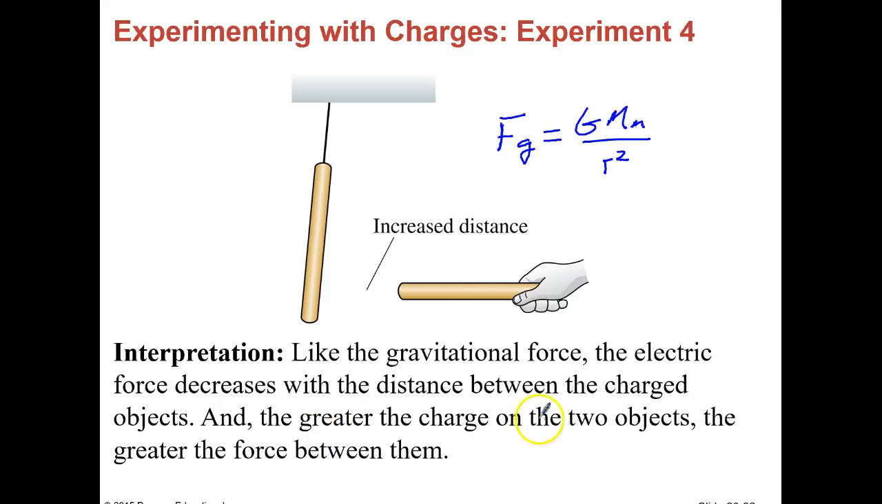And then the greater the charge on the two objects, because we have big M's in here, if we replace those with charges, and we're going to do that later, we're going to call them Q1 and Q2, that's the amount of charge on each one. We see that the more charge you have on top, the bigger the force is between the two objects.